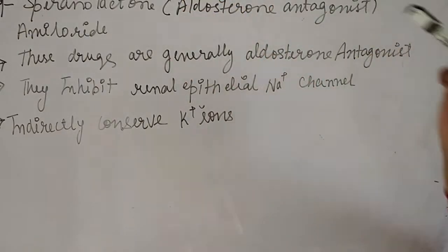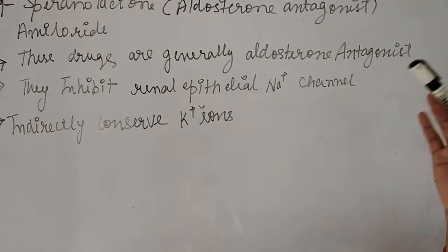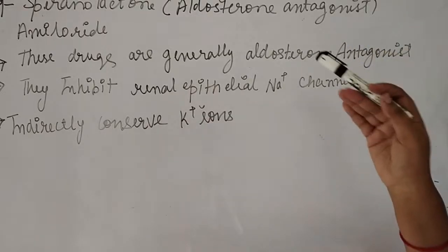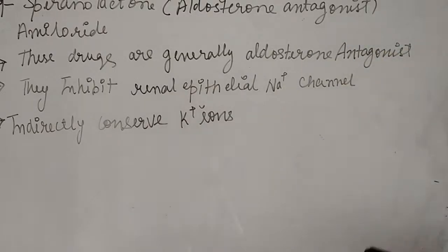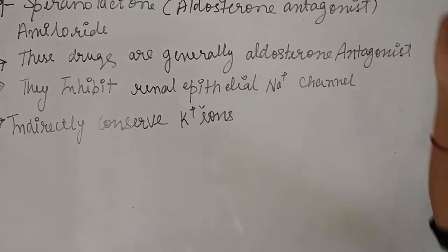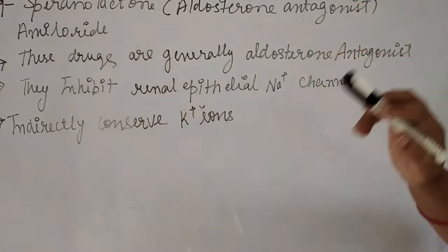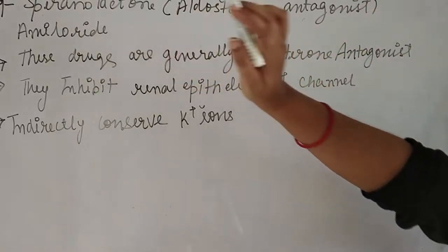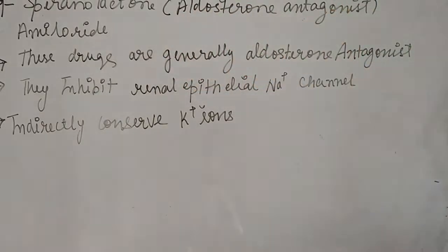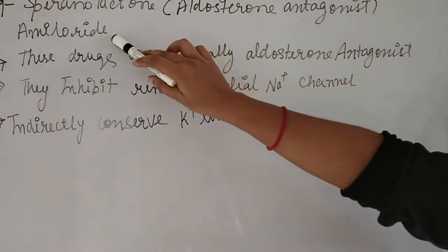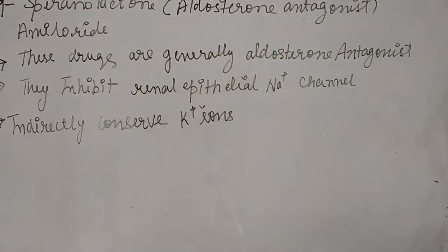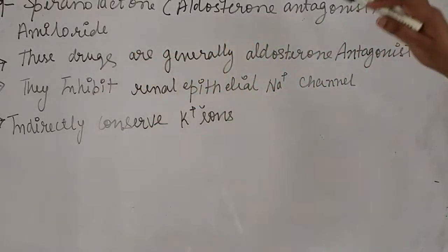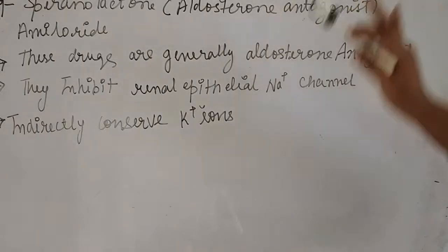Next we are going to discuss the potassium sparing diuretics mechanism of action. Potassium sparing diuretics generally conserve the concentration of potassium. That is why they are known as potassium sparing, meaning they will spare the potassium ions. Examples of potassium sparing diuretics are spironolactone, which is also an aldosterone antagonist, and amiloride. These are the two examples that come under potassium sparing diuretics.